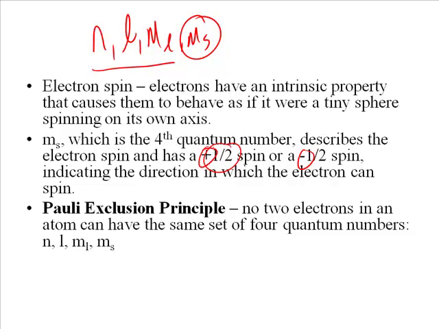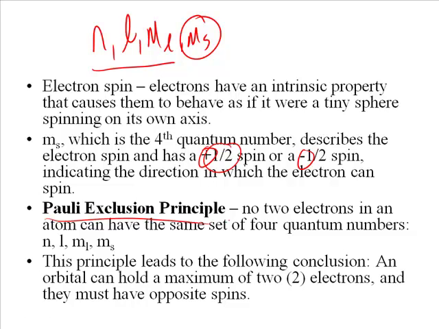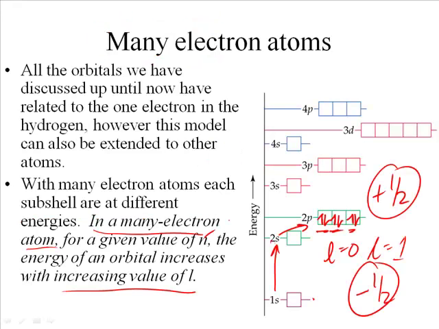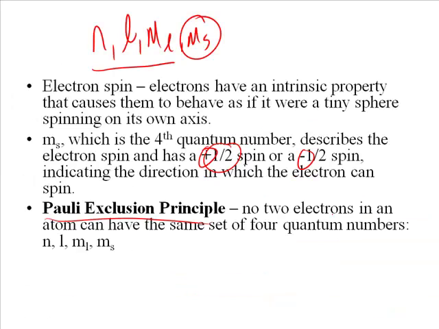Okay, and then that leads us to our final principle here, in that the Pauli exclusion principle says no two electrons can have the same set of 4 quantum numbers. Or an easier way to put it is every electron must have a unique set of quantum numbers. And that leads us to the conclusion that an orbital can hold a maximum of 2 electrons, because if we come back to here, we've got one electron spinning this way, one electron spinning this way. So it can only hold 2 electrons.